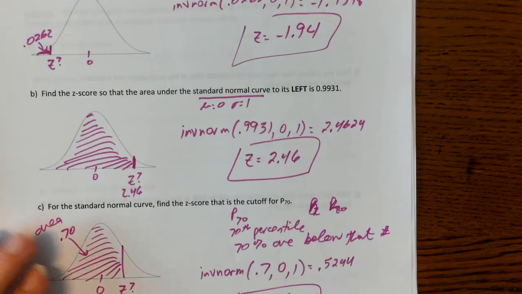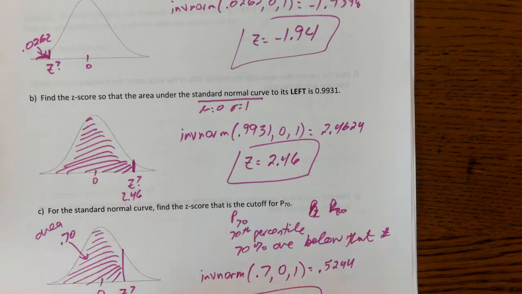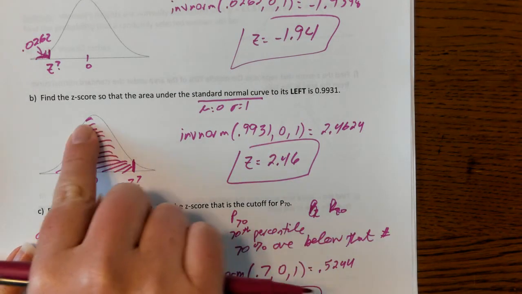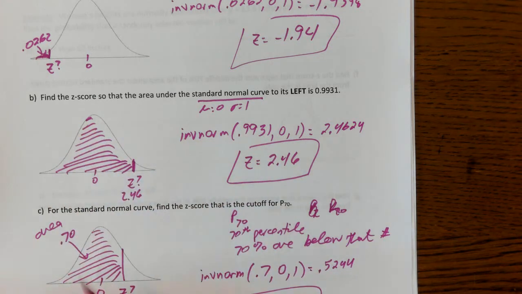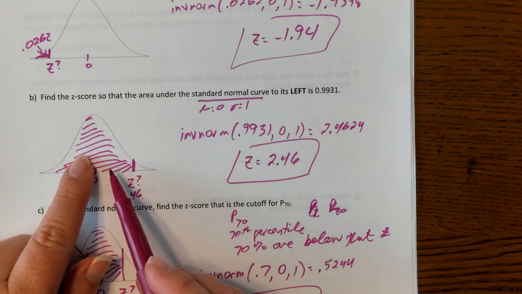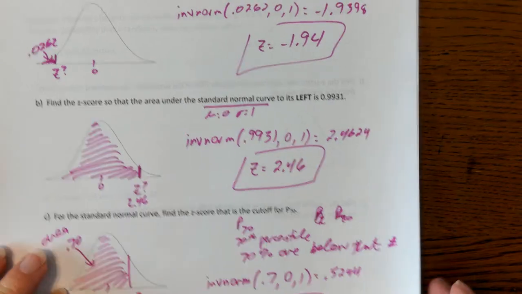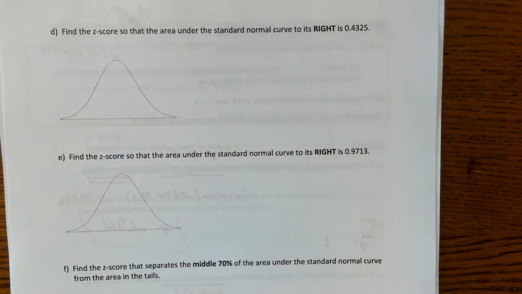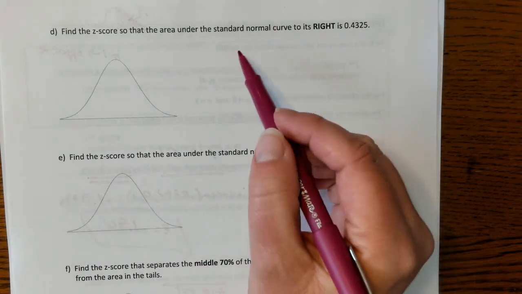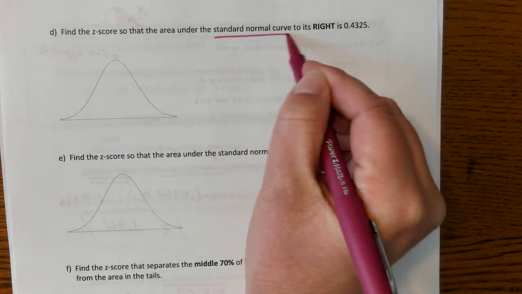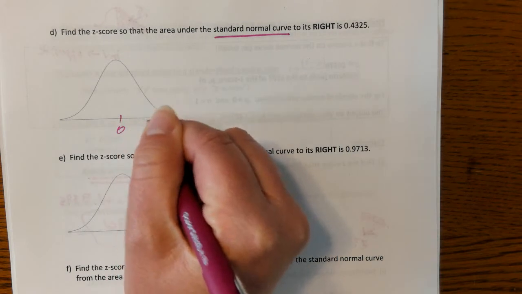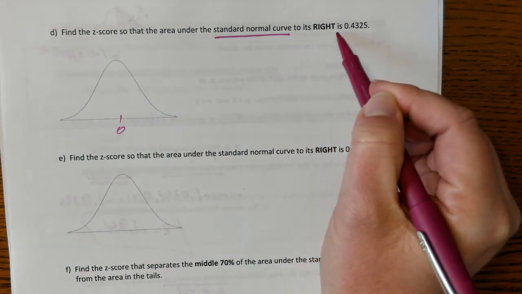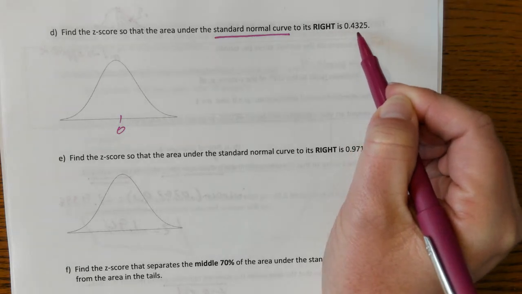Also, as a reminder, inverse norm assumes that the area you're giving it is on the left. So you always have to be giving it the area to the left of your cutoff number here. Okay? All right, let's try some other examples here. Find the z-score so that the area under the standard normal curve, again, standard normal, that tells you zeros in the middle and they're counting by ones, so that the area to the right is 0.4325.